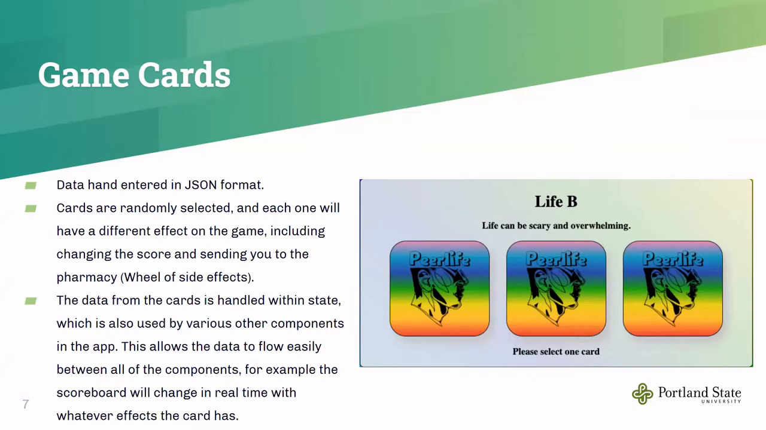So the game cards are what basically control the central loop of the game. There were a lot of them we were given, and our team hand entered them in JSON format. Cards are randomly selected. Each one has a different effect on the game, including changing the score and sending you to the pharmacy, which is the wheel of side effects. The data from the cards is handled within state, which is also used by various other components of the app. It allows data to flow easily between all the components, and this also allows the scoreboard to update in real time with what the cards are doing.